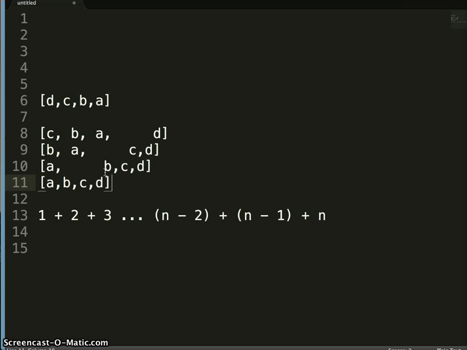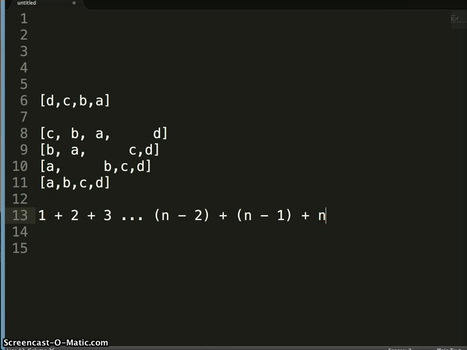Also, we have to understand that because there are n elements, and we have to find the max n times, there are n passes. So now let's think about the amount of work we do at each pass. The first time we do n work, then we do n minus 1 work to find the max. Then we do n minus 2 work to find the max. And then we do some more, and then finally, on the third to last pass, we do 3 work, because there are 3 elements which we haven't sorted yet. Then there are 2 elements we haven't sorted, then there's 1.